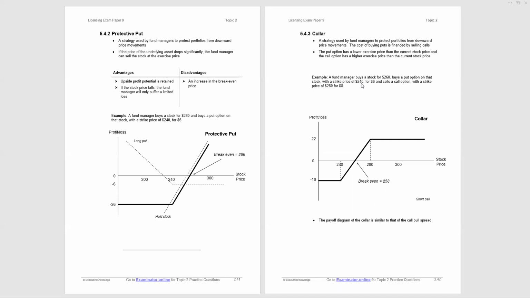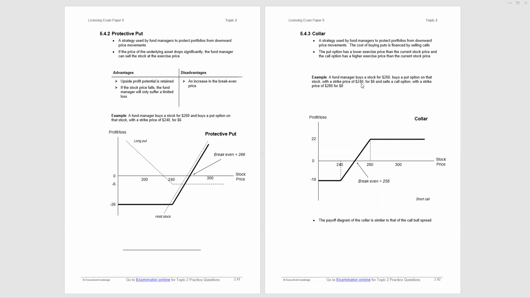And then finally, the collar. Now, the collar is where we buy puts and sell calls, which is a combination of the covered call and the protective put. And as you will see, the diagram on page 2.42 is similar to the call bull spread. So I would be aware of these different strategies.